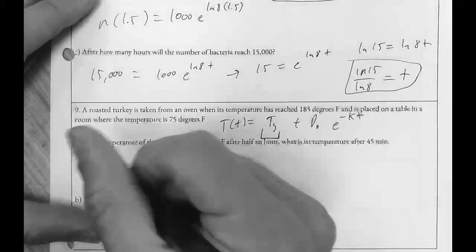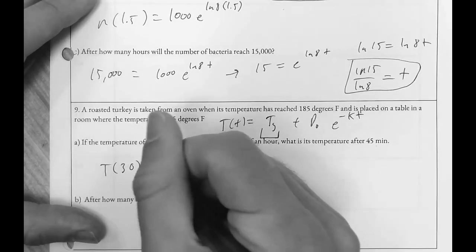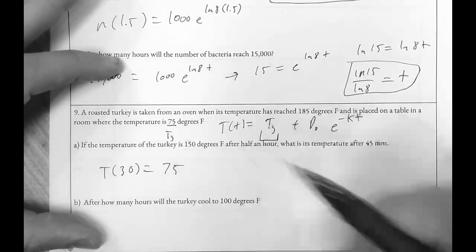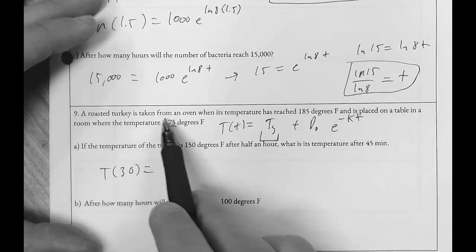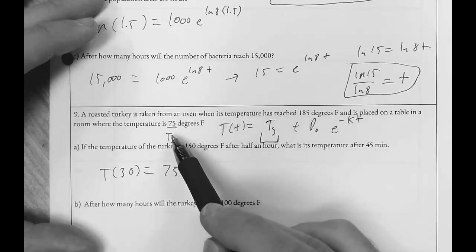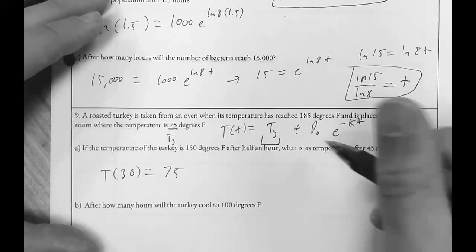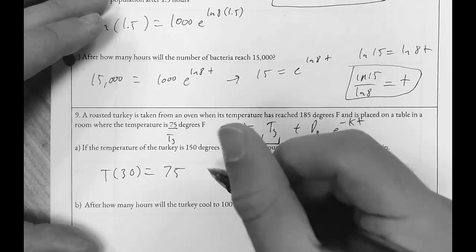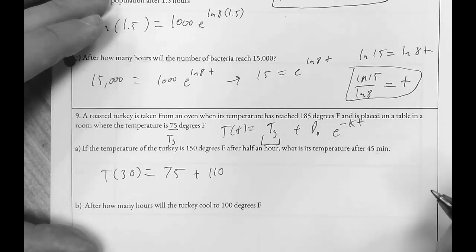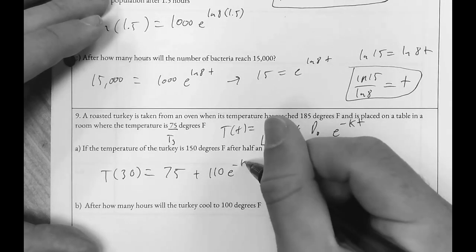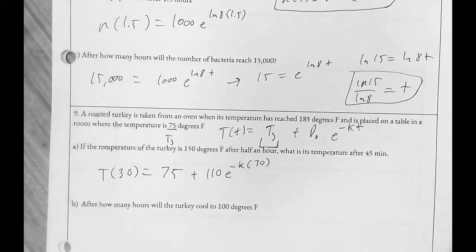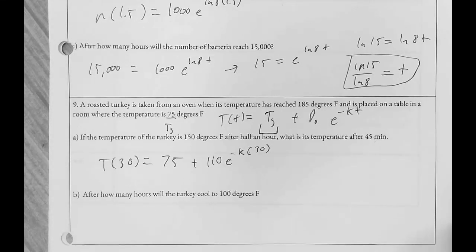So T of 30 equals my ambient temperature is 75. This is my Ts. And then the starting temperature of the substance was 185. So 185 minus 75 is my D naught, which is 110. So plus 110 e to the negative k times 30. Okay. So we would need to solve this for k.